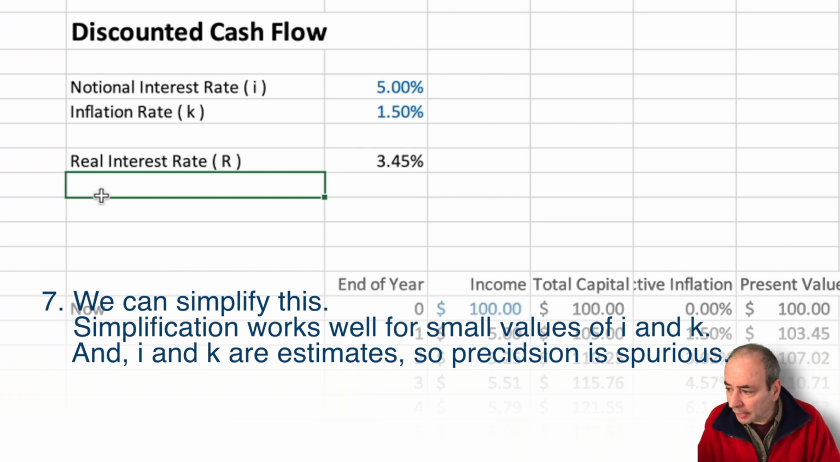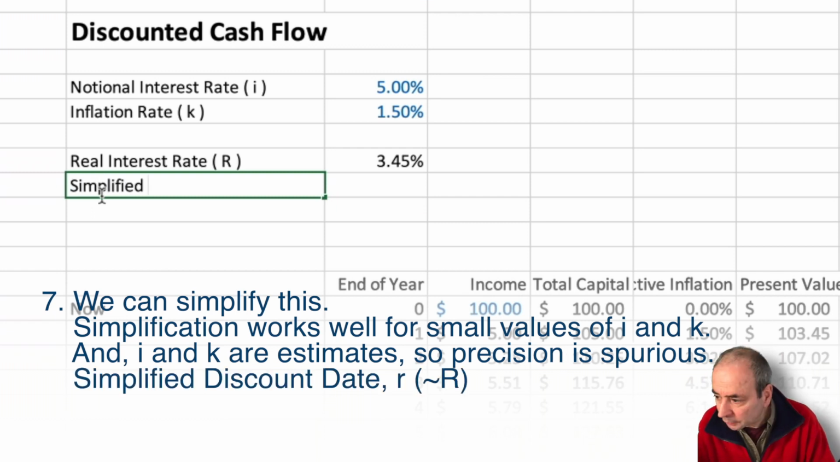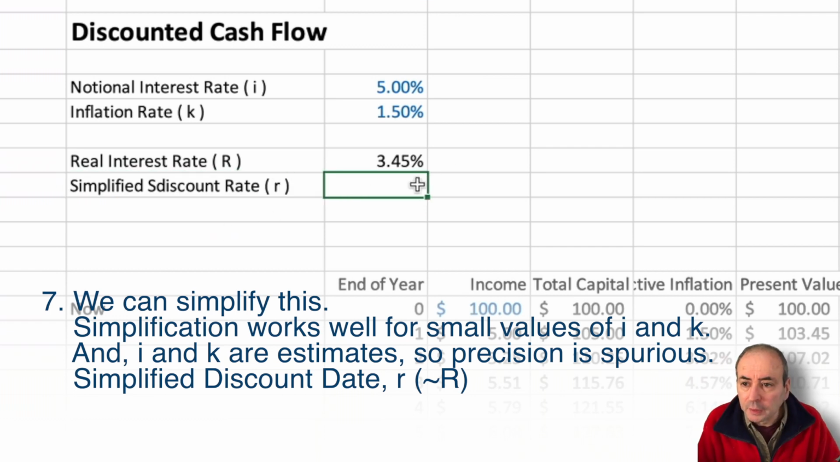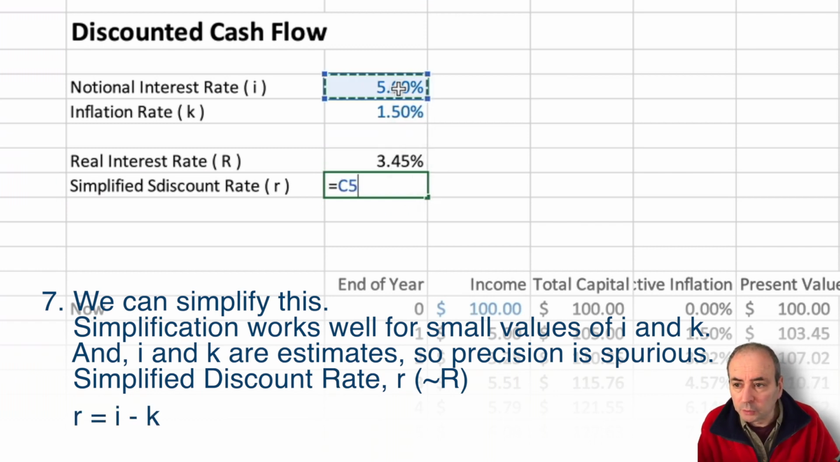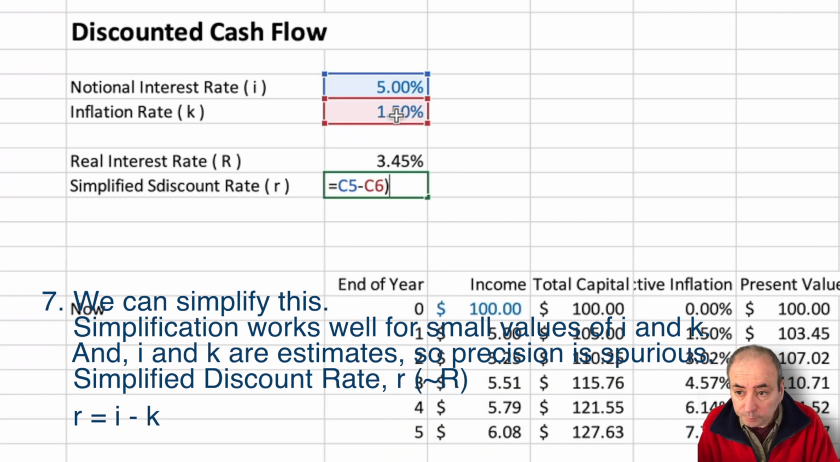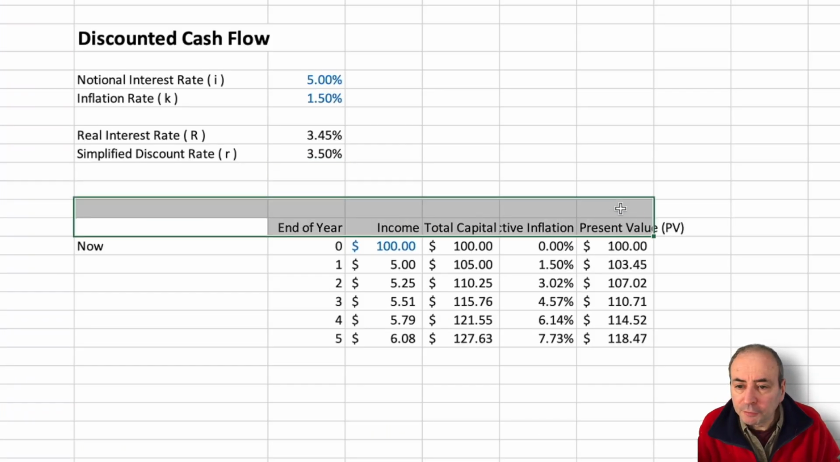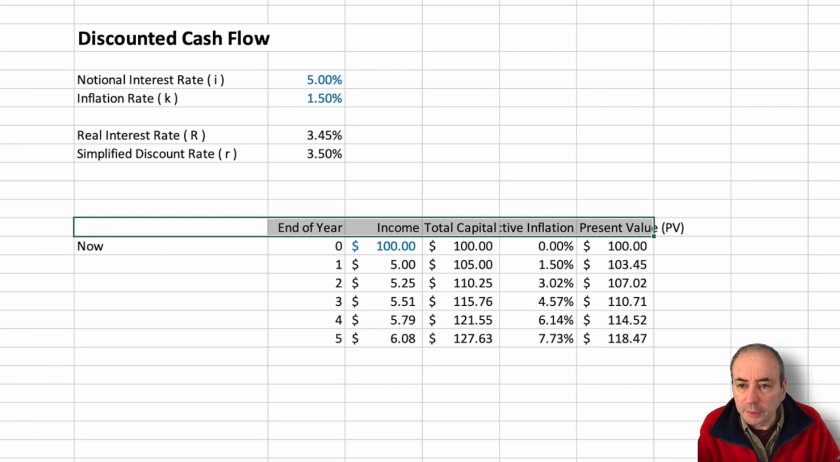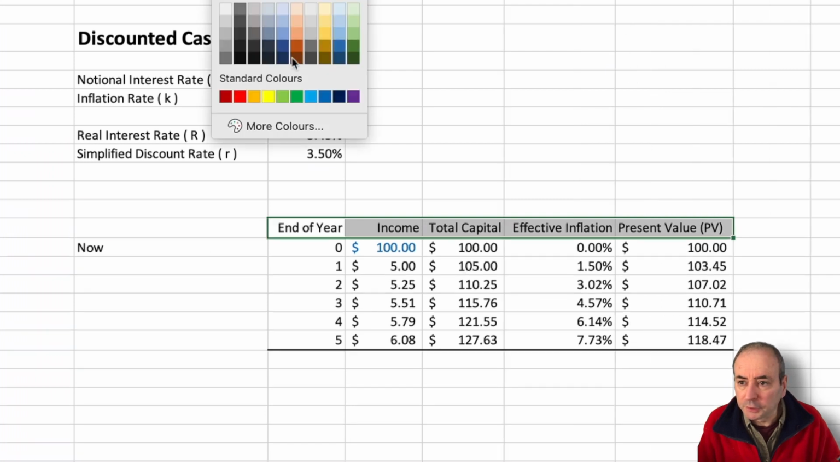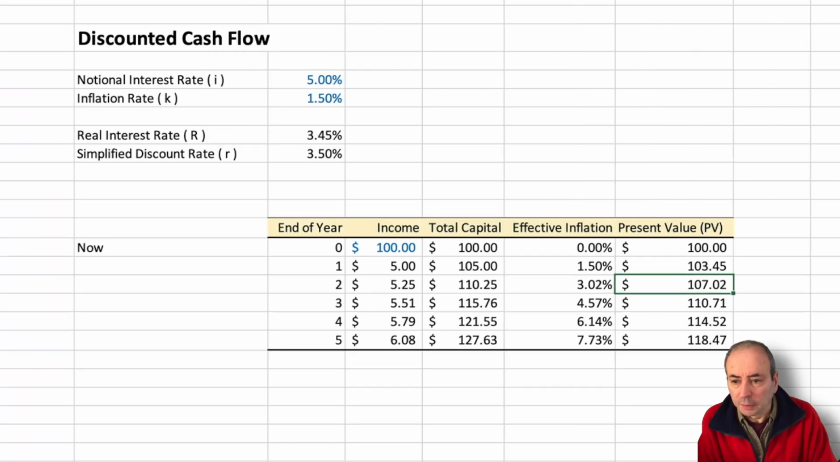So what we can actually do is create a simplified discount rate, and I'm going to call that little r. The way we calculate the simplified rate is exactly what you'd expect. It's equal to the notional interest rate minus the inflation rate. Let's put a little formatting on this table so that we can read it easily, just using the standard Excel colors and simplified formatting, and that looks fine.